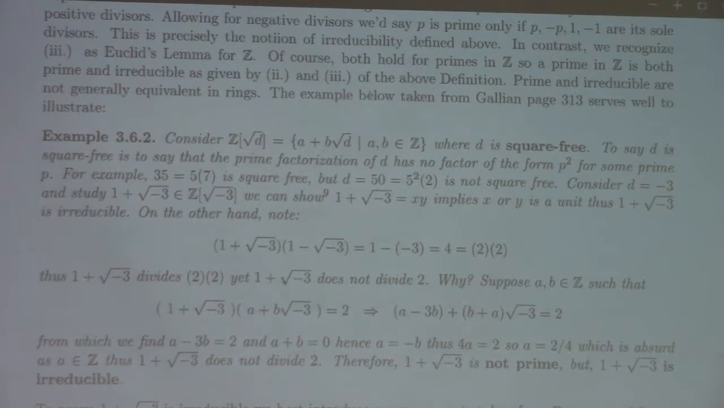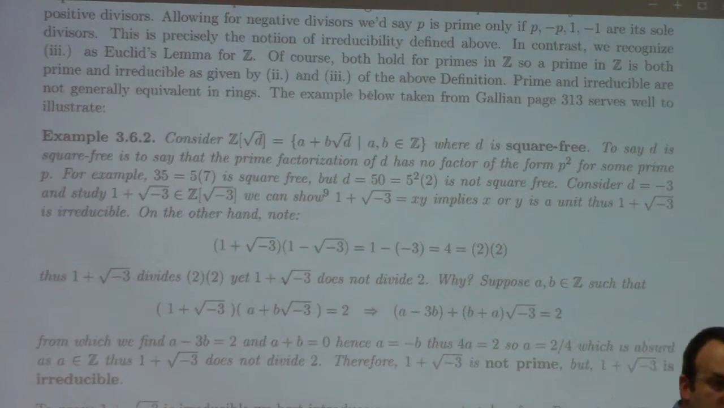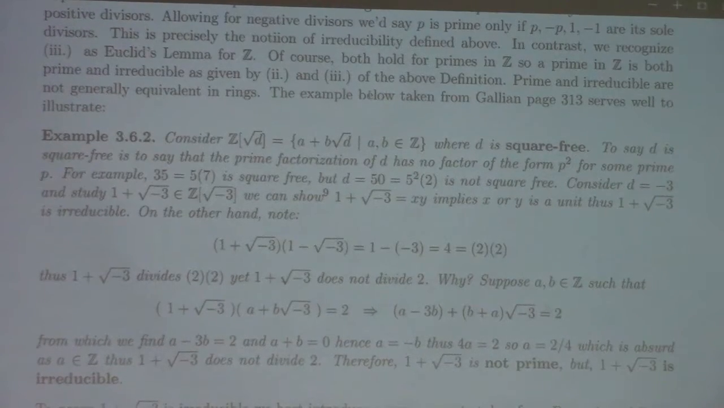So we can get a lot of traction just from looking at this one example. Z adjoin the square root of minus 3. Okay, so generically speaking, square free means that it could be 35, but it couldn't be 50. 50's got a square in it. So if that square is in, then it just muddies everything. So we say square free. Keep it simple.